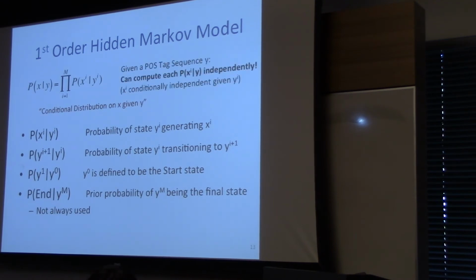So given a part of speech tag sequence y, I can compute the distribution of every word in the sequence completely independently, which means I can sample independently. And so you can see here why this doesn't preserve semantic meaning across the sentence. It preserves syntactic transitions, but not semantic meaning. And this is, of course, a modeling assumption. It's a simplification of the real world.